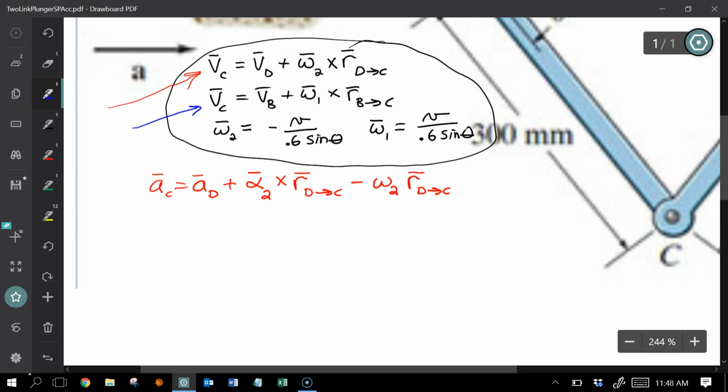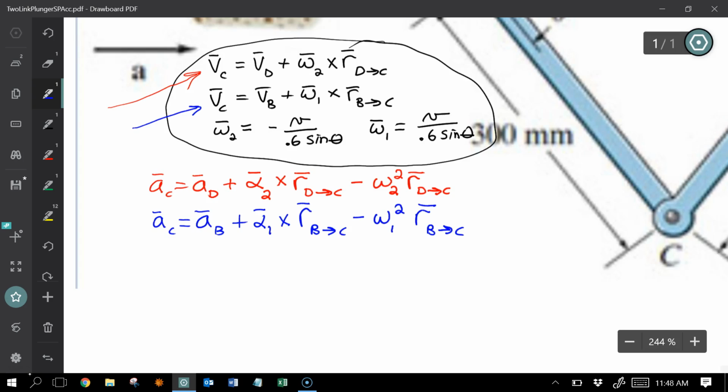Okay, now what we'll do is we'll mimic the second equation. So when you mimic the second equation, you'll have acceleration of C equals acceleration of B plus alpha of body 1, so this would be alpha 1, cross r from B to C, minus omega 1 squared, r from B to C, and all the rel terms are zero again for the same reason.